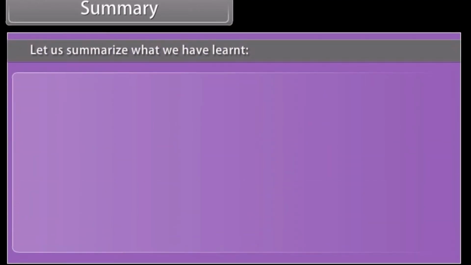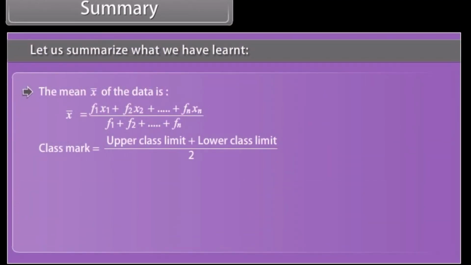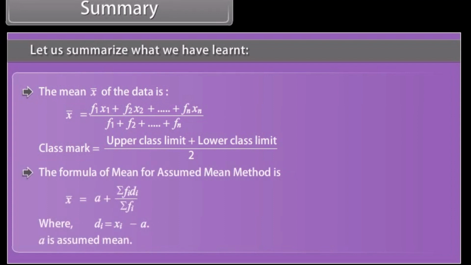Let us summarize what we have learned. The mean x bar of the data is x bar equals (f1 x1 plus f2 x2 plus and so on plus fn xn) by (f1 plus f2 plus and so on till plus fn). Class mark equals (upper class limit plus lower class limit) upon 2. The formula of mean for the assumed mean method is assumed mean plus summation of the product of fi and di divided by summation of fi, where di is equal to xi minus a. a is the assumed mean.